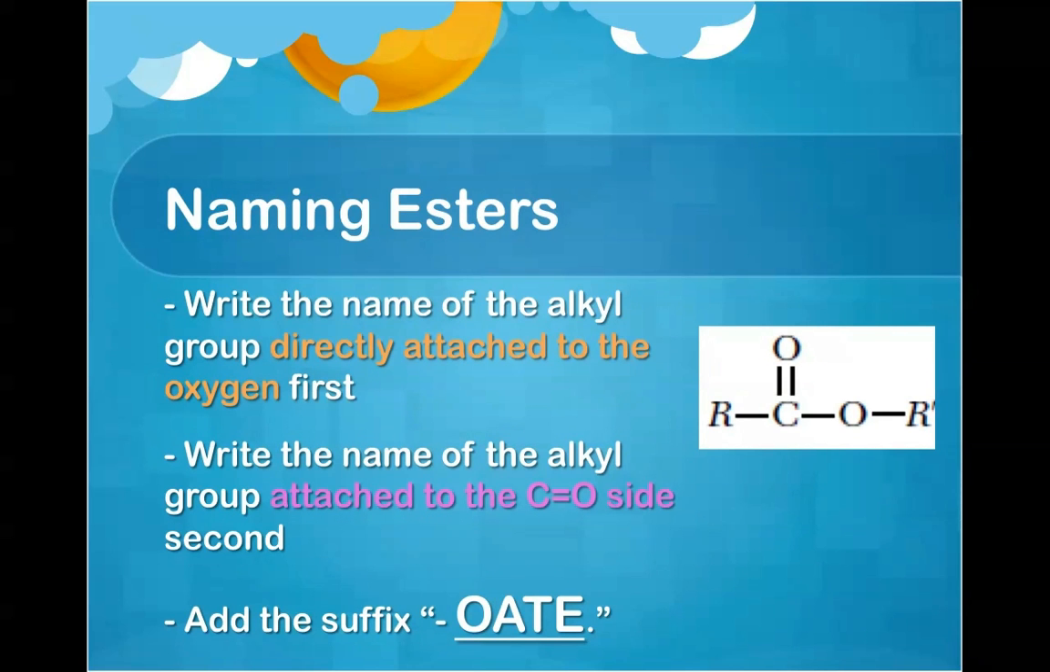When we go to name esters, there are 2 main parts that we're going to look at. We first want to write the name of the alkyl group that's directly attached to the oxygen side. So here's my oxygen that's in the middle of the chain, and the one to the side of it that's directly attached to it, I'm going to name first. Then I'm going to name the carbon chain that's attached to basically both oxygens here, and really I should have this circle going around that carbon too, so we're going to include that in our chain. And then finally we're going to add the suffix -oate to it.